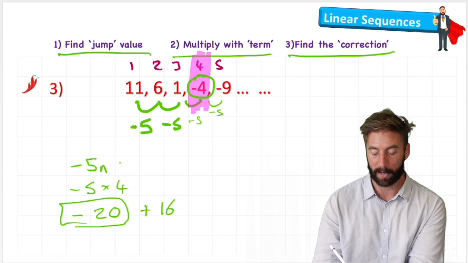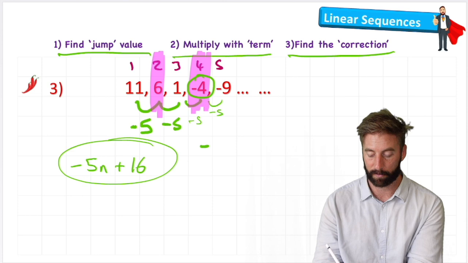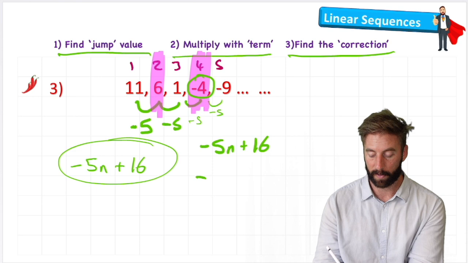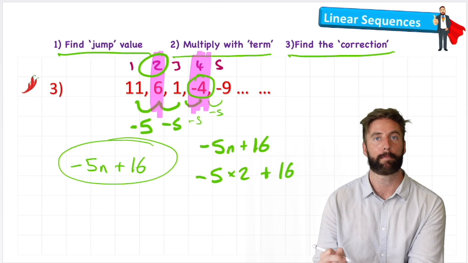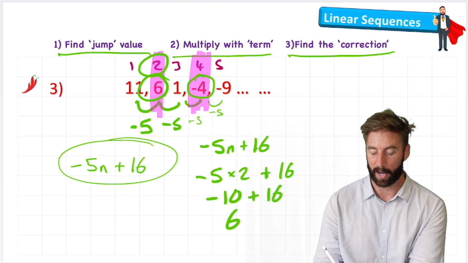Let's see if this formula works with one more in our examples. Let's have a look at the second term. So starting again with my formula, negative 5n plus 16. So negative 5, replace the n with my term, which is 2. Negative 5 times 2 is negative 10 plus 16. Again, BODMAS says do multiplication first, and negative 5 times 2 is negative 10. Negative 10 plus 16 equals 6. The right answer. So it does work with negative numbers too, and it does work if we're descending our numbers.